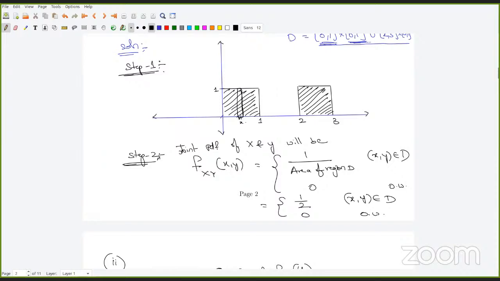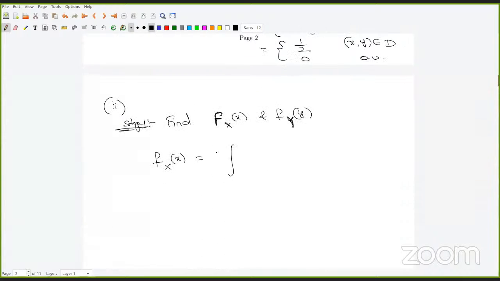So with respect to this particular X, the limits of Y are 0 to 1. Whatever the X is in between 0 to 1, the limits of Y are from 0 to 1. Even the same works for 2 to 3 also. Even if X is taken in between 2 to 3, the Y limits will be from 0 to 1. So if you are confused about the two regions, treat them differently and compute. If you get the same value, then combine it. That's it.